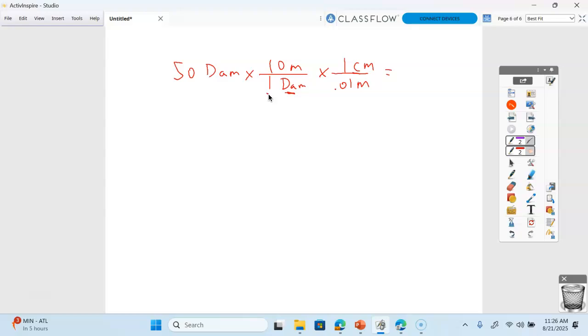So, all right, do the math. 50 times 10 divided by 0.01. And I believe you get 50,000. We don't like naked numbers, so we're going to write centimeters on that. Make sure that doesn't happen.